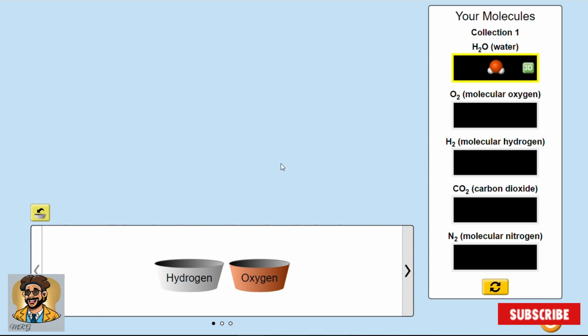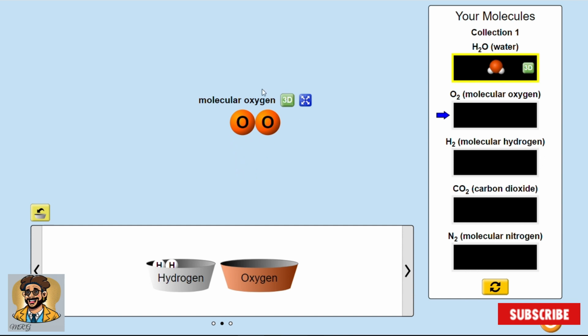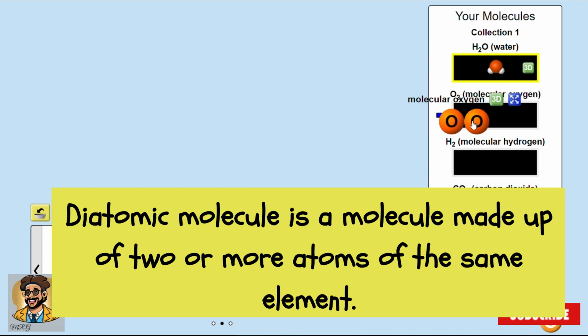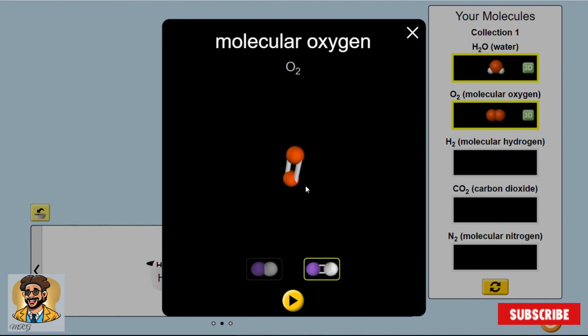Let's go to the next one, and we have oxygen molecule. Now oxygen molecule, guys, is a gas. It's oxygen gas in actual fact. So in this case, you can see the formula here is O2. It means you have 2 atoms of oxygen. They are the same element, therefore atoms of the same kind. Therefore, this is called a diatomic molecule. We place it there, and then we can see now here how the molecule looks.